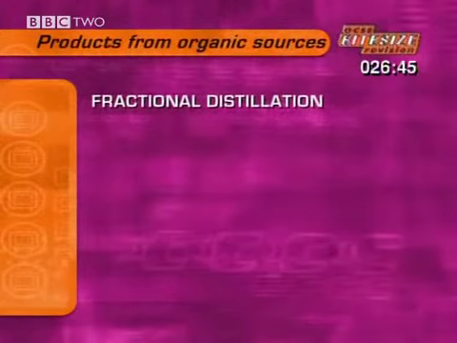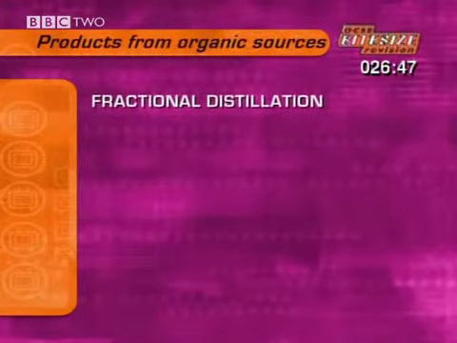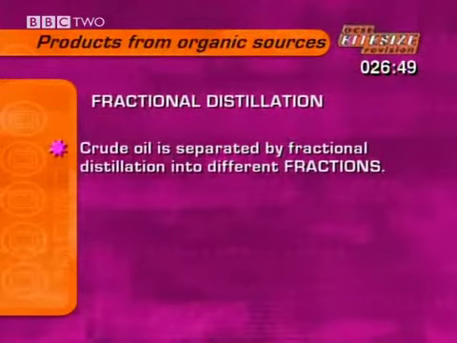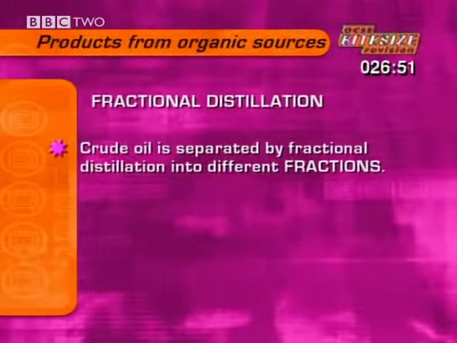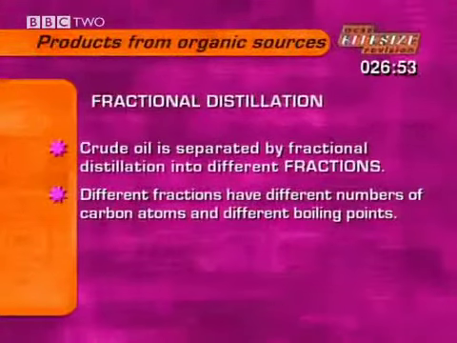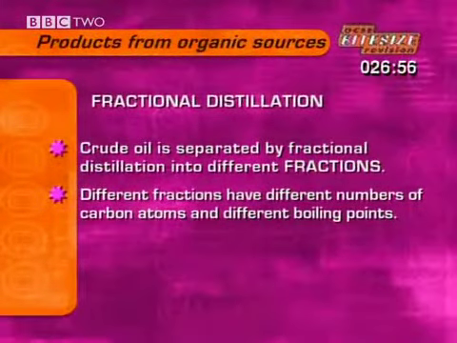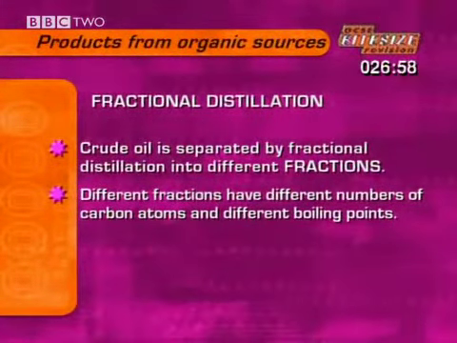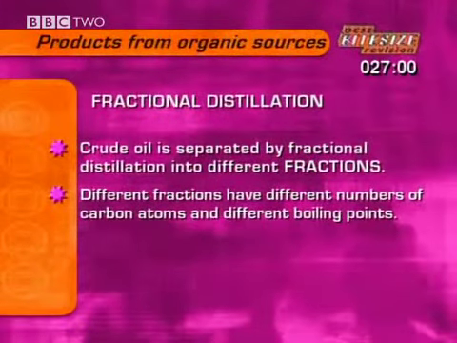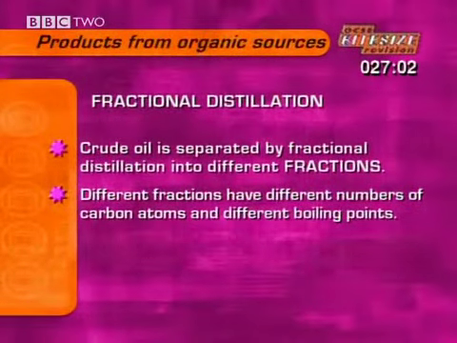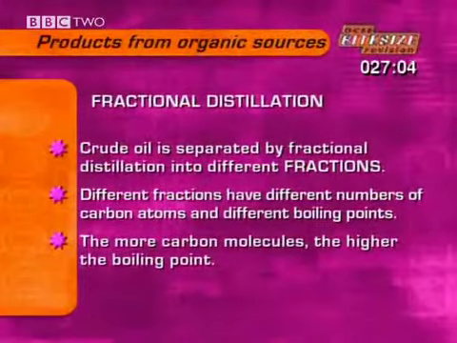So the first process was fractional distillation, in which crude oil is separated into different substances, or fractions. Different fractions have different numbers of carbon atoms. That means they have different boiling points, so they condense off at different places up the fractionating column. The more carbon molecules, the higher the boiling point.